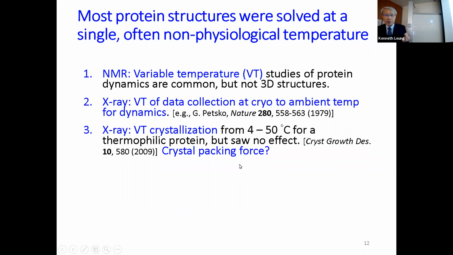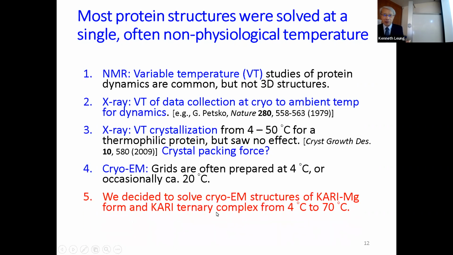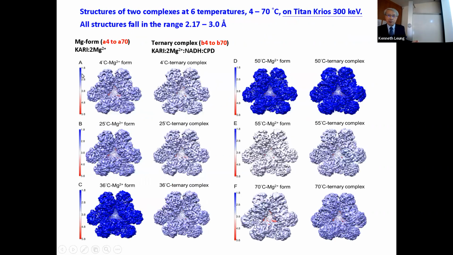Now, in X-ray, the question that corresponds to what we are asking is whether crystallization at different temperatures has been done for comparison. We only found one paper in which crystallization was done at 4 to 50 degrees, but there was no difference, no effect. But crystallization is dependent on the crystal packing force, another important factor. Cryo-EM, as I just mentioned, is done at 4 degrees. A few cases were done at minus 20 degrees. Anyway, we decided to do 4 to 70 degrees at 6 temperatures.